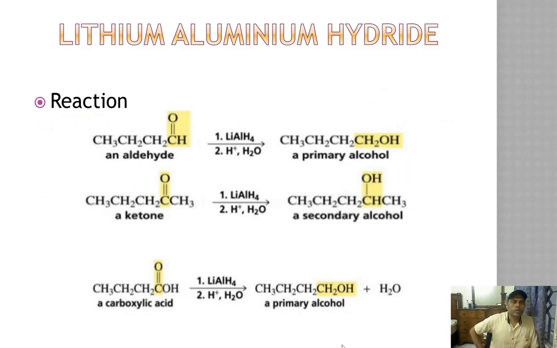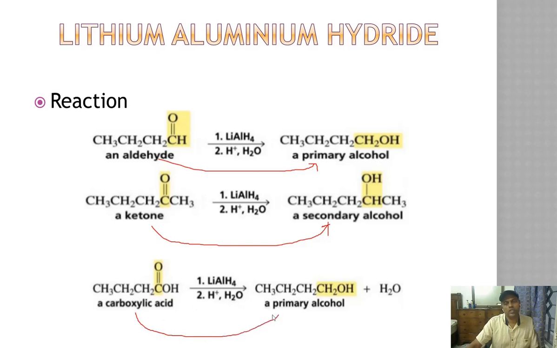So what is it going to do? It is going to convert aldehyde to primary alcohol, ketone to secondary alcohol, and it will also convert carboxylic acid to primary alcohol. So this is the difference between sodium borohydride and lithium aluminum hydride. Here it is going one step ahead, so it is going to convert carboxylic acid to primary alcohol.